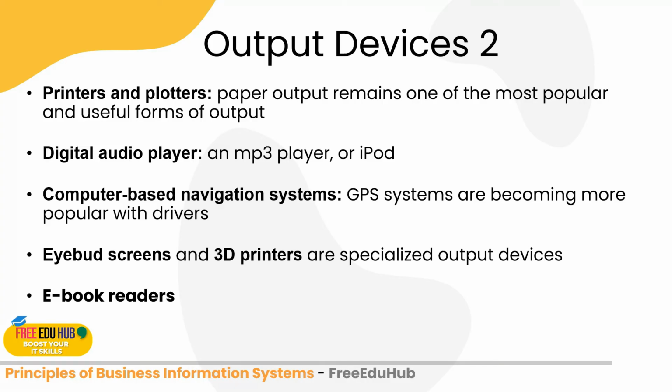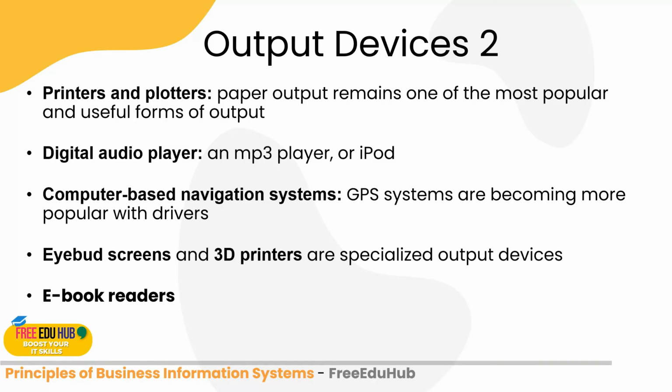Then we have digital audio players, which are the MP3 player or iPod, used in order to play music. Nowadays, mostly these things are obsolete because people are using their mobile phones to play any kind of music. Now, computer-based navigation systems, which are the GPS systems, are becoming more popular with drivers. Now we have GPS on our mobile phones as well, but there are places where we don't have signals from the cellular network, so we can use dedicated GPS devices like Garmin and others, which help people who are into off-roading or drivers on the roads. They are heavily using the GPS system.